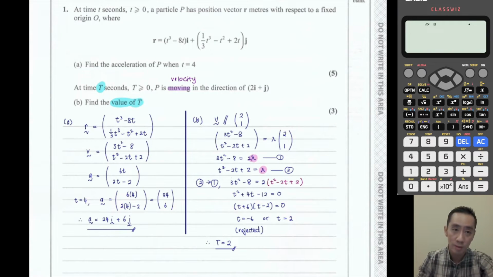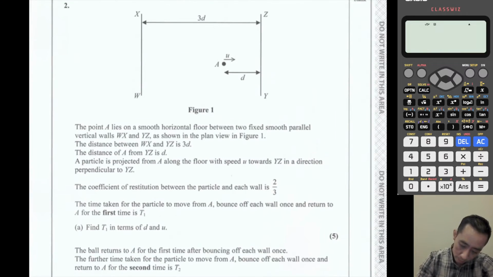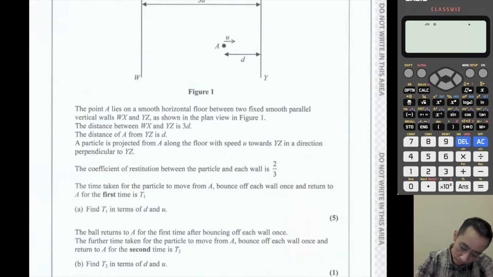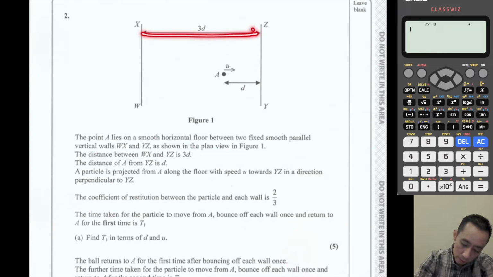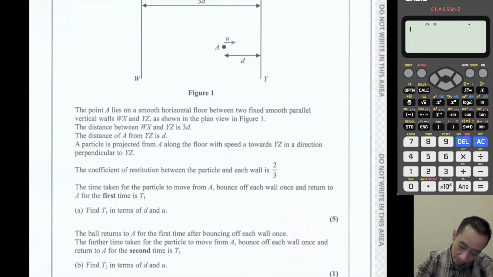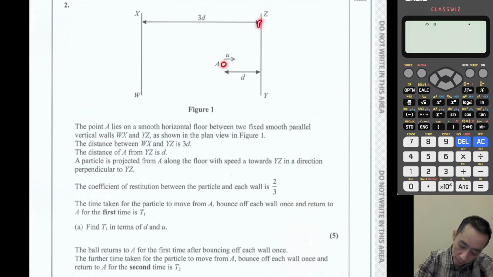And now we proceed to the second question. So here we are given a diagram. The point A lies on a smooth horizontal floor between two fixed smooth parallel vertical walls, WX and YZ, as shown in the diagram. So this is a ball, and this is the wall, and this is a horizontal plane. The distance between WX and YZ is 3d. So the distance here is 3d. Okay, and then the distance of A from YZ is d.